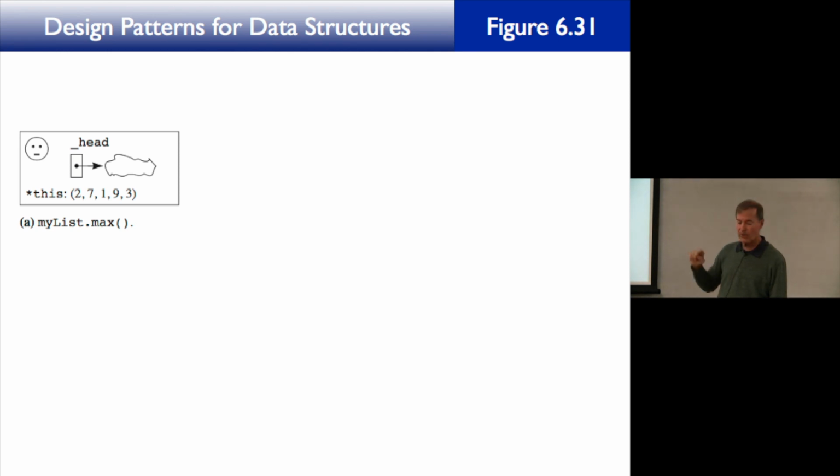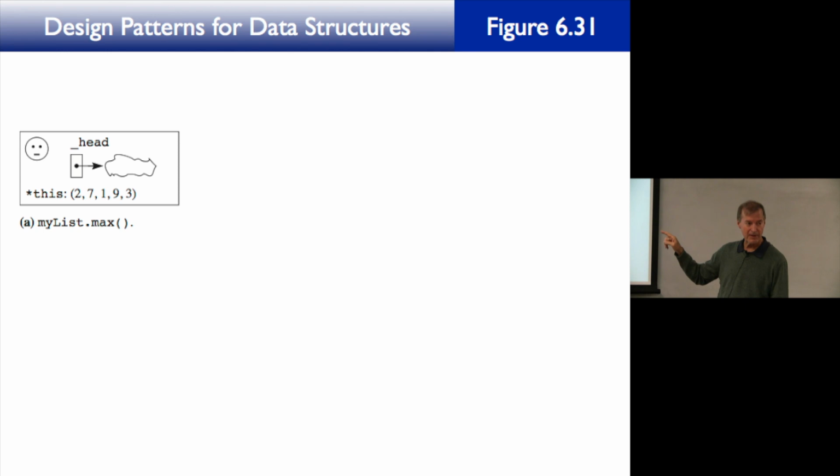And what is in the environment of the list? What is its attribute that it has access to? Underscore head. So there's its underscore head. It points to an abstract node. It doesn't know what kind it is. Are you with me? So this is when the main program calls mylist.max.